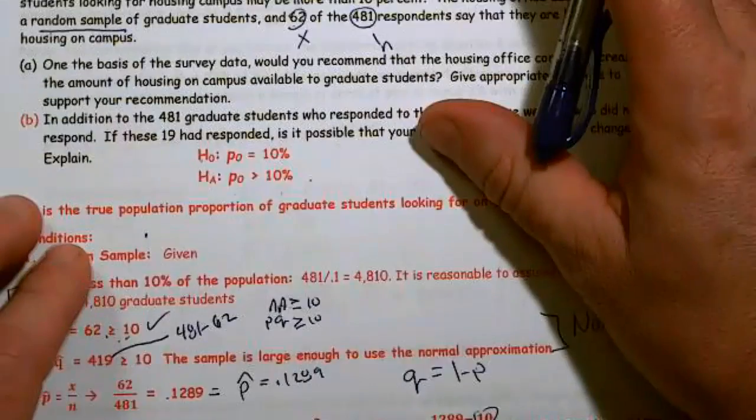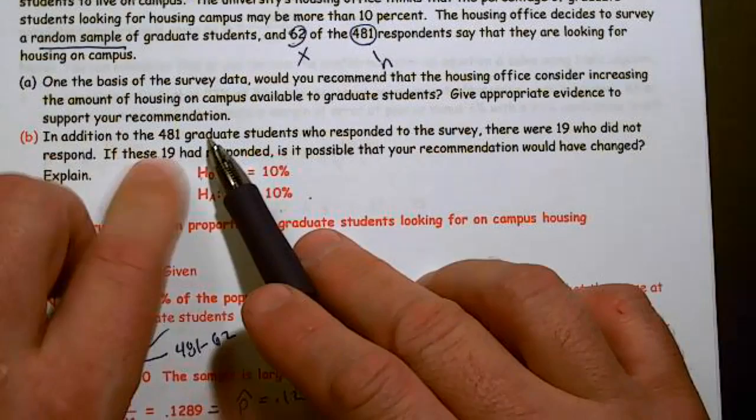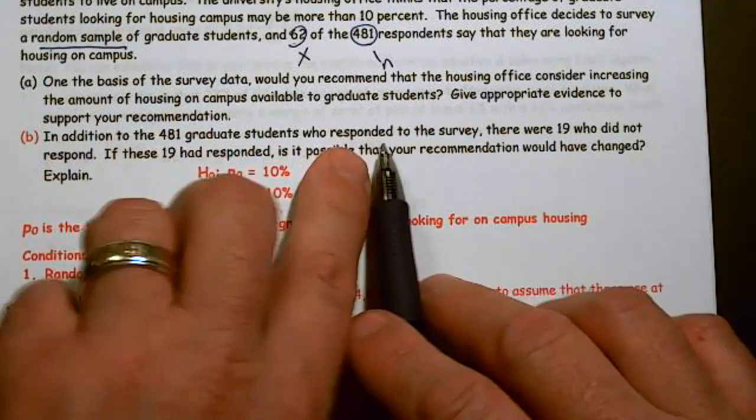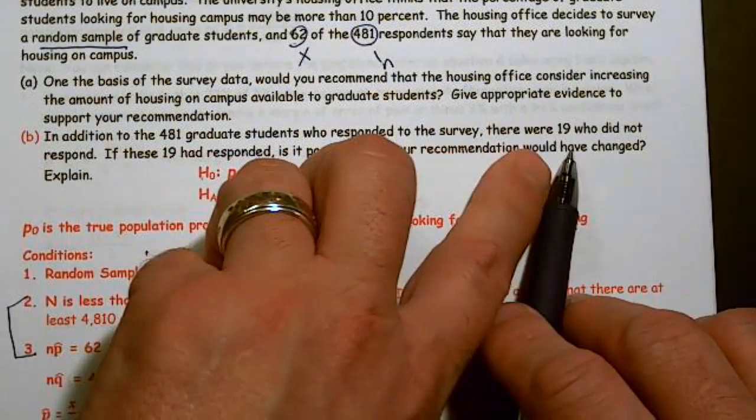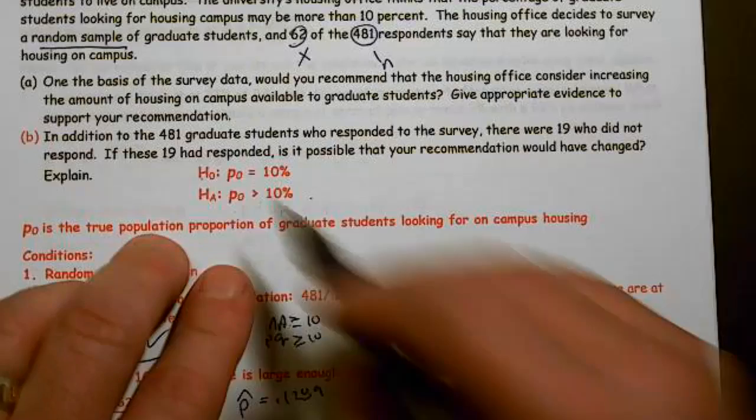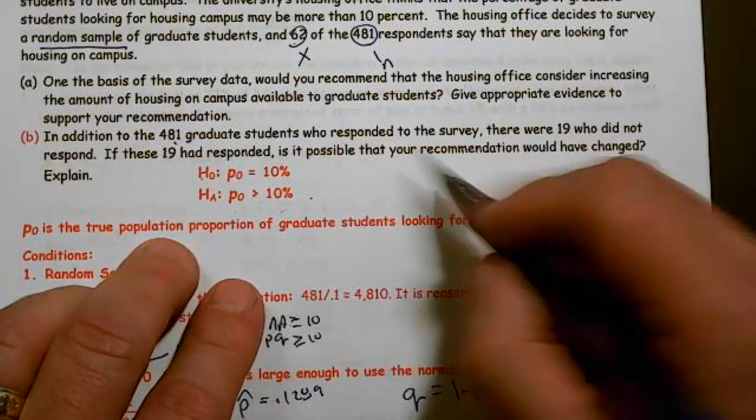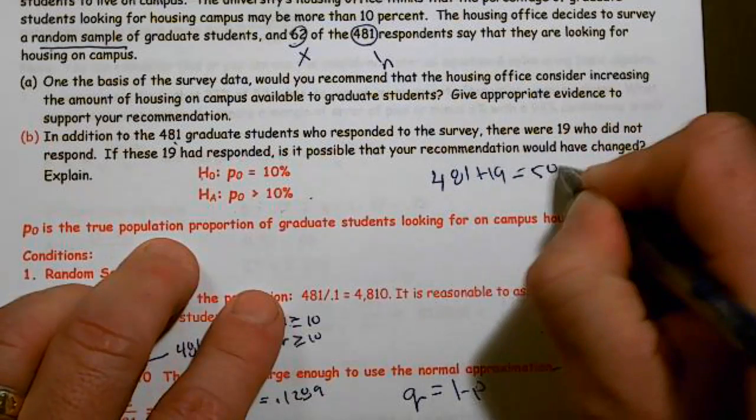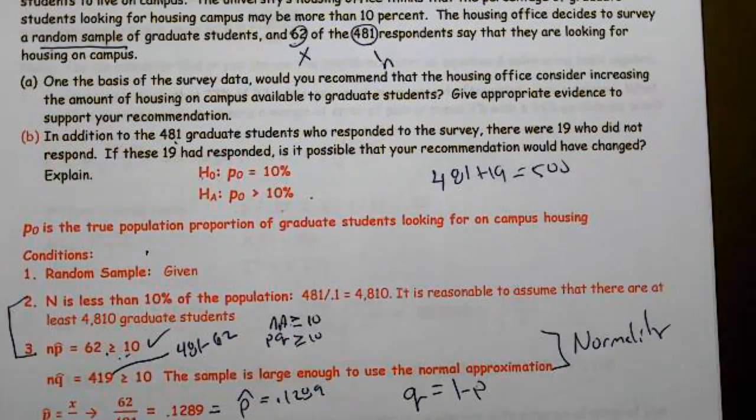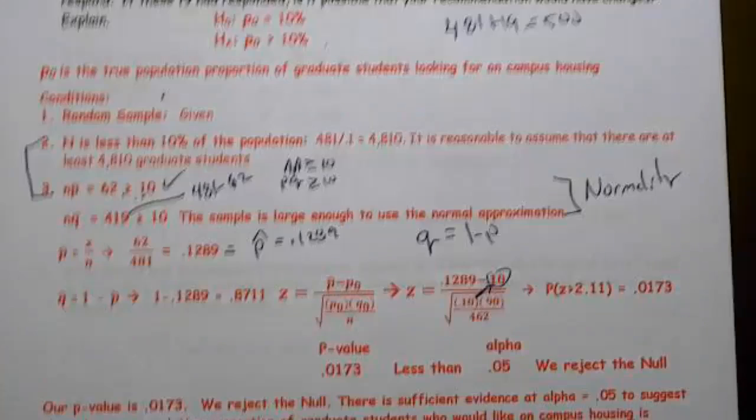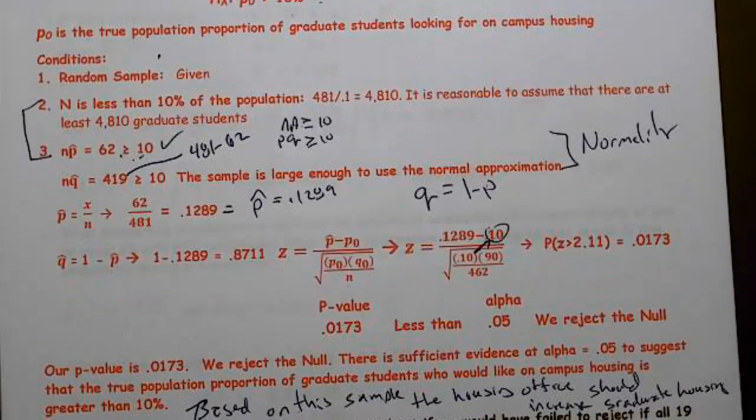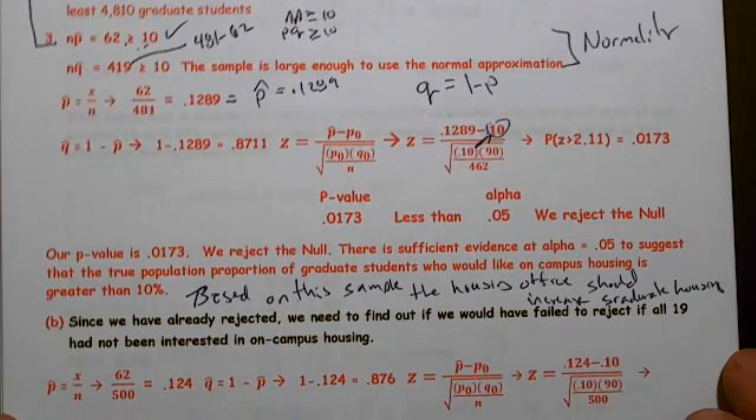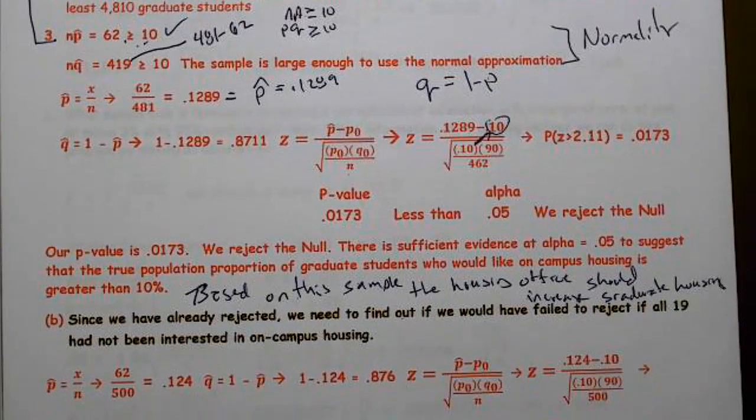Now, in addition to the 481 students who responded to the survey, there were 19 who did not respond. In other words, our sample wasn't really 481, it was really 481 plus 19 equals 500. So our sample size was 500. If these had responded, is it possible that your recommendation would have changed? Well, we recommended that they would increase housing. So we would want to know, gosh, what happens if they didn't?